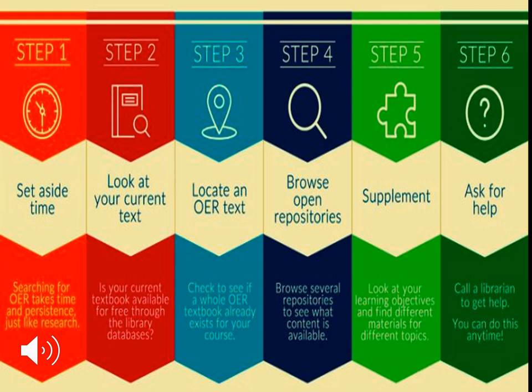Step five, the supplement. Look at your learning objectives and find different materials for different topics. So the supplement is the kind of optional phase where you try to refine and to saturate the topic entailment, the branching of the topic. Divide and conquer is a typical phrase for that. So you're trying to fill up all the small nitty-gritty details so that you get a complete course with a lot of details. That's called supplement scouting.